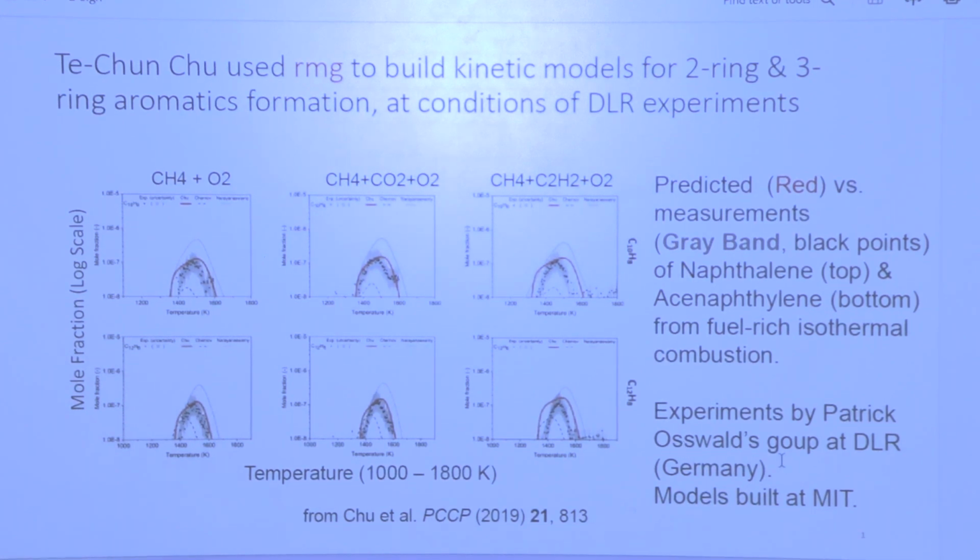And the experimental data shown here in the gray bands are measured by Patrick Oswald and his group at DLR in Germany. The red lines are the predictions of the RMG. And this is, again, similar to what I showed before, is that you can see the RMG is sort of correct at predicting what's happening. But if you look in detail, it's not exactly correct. And then trying to figure out why it's not exactly correct is really complicated because the chemistry is super complicated. These are already something like 3,000 species in the models.